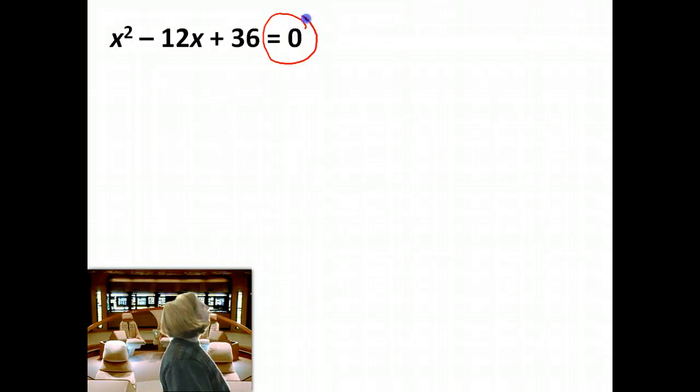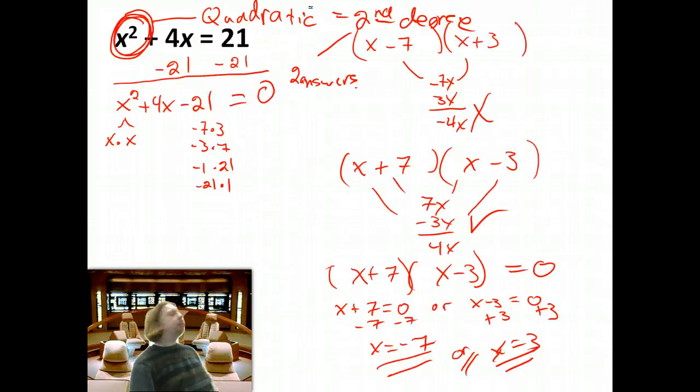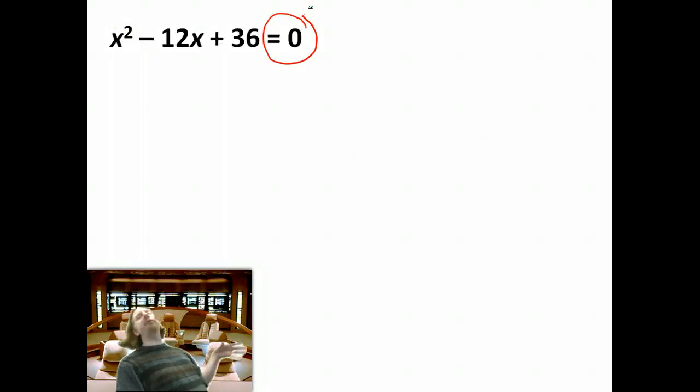Next up on the list, x squared minus 12x plus 36 equals 0. Now remember the 0 rule: step 0 for all of these problems, the starting point, is be sure that we have an equation equaling 0. Now, unlike the last one, that's already done for me here. So I don't have to do anything else.